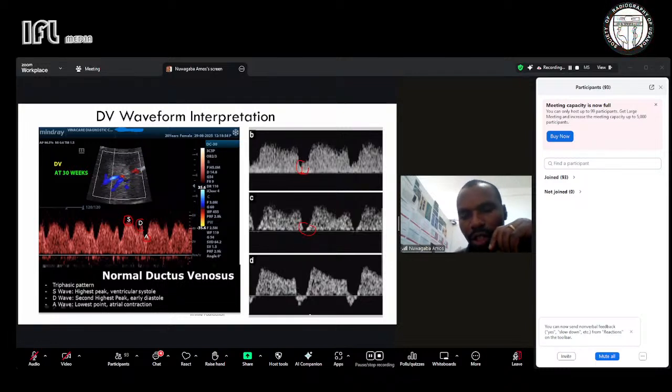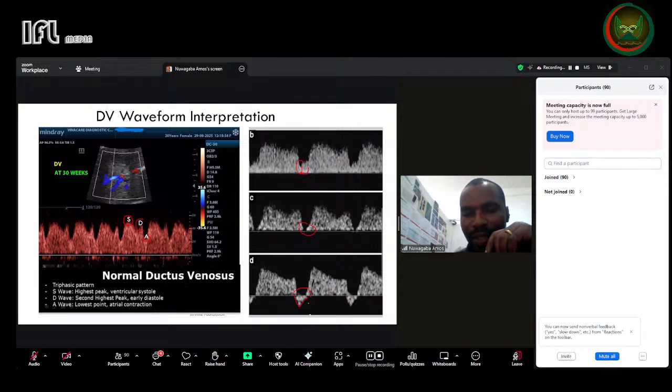In the late stages, usually we know that the ductus venosus, when there is, for example, FGR, the umbilical vein will become, if it changes in the umbilical vein, if it becomes abnormal, then within 2 weeks, you may have the ductus venosus either becoming absent or reversed in image D. So in image D, we see some flow below the baseline during the A wave, and that is really very critical.